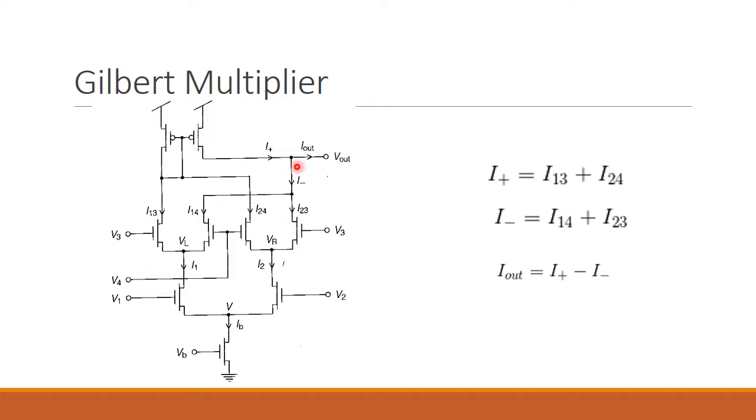By KCL, we can see that I plus here is a sum of the upper drain currents I13 and I24, and I minus at this node is a sum of these two drain currents, I14 and I23. I out is obtained by subtracting I minus from I plus. Let's analyze this part of the circuit as to how we are getting currents I13, I14, I24, and I23.